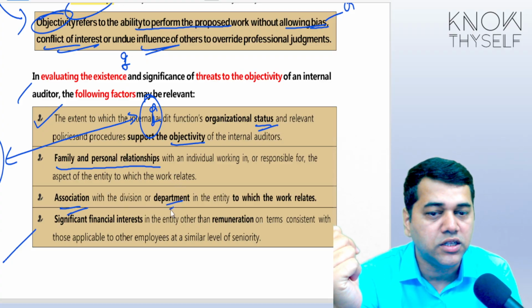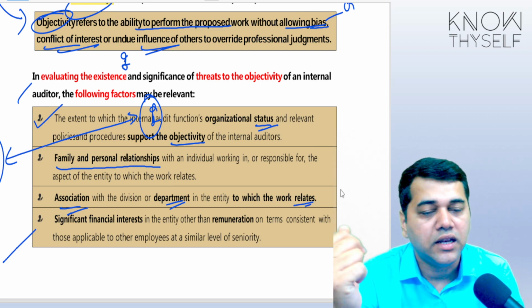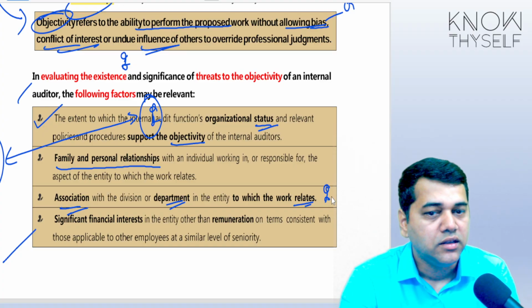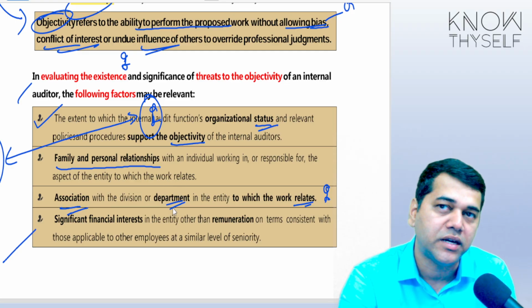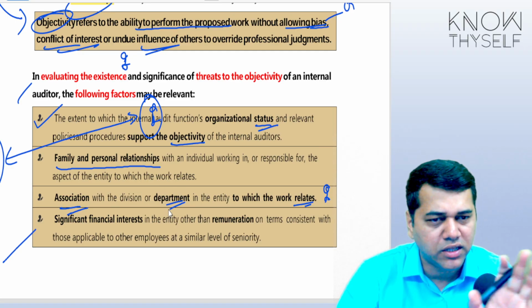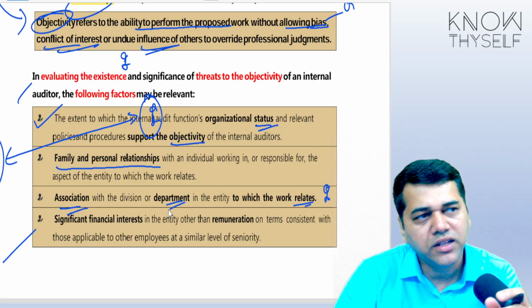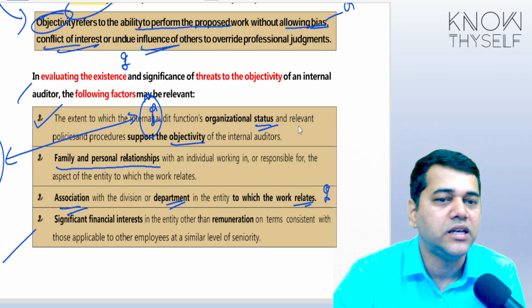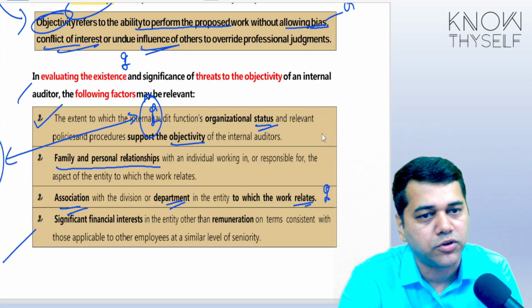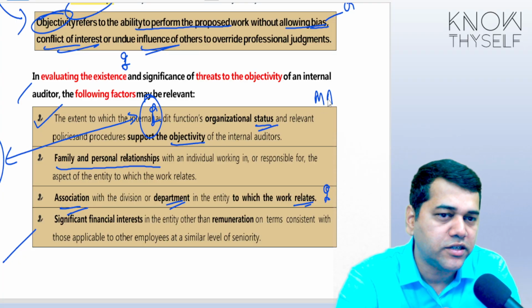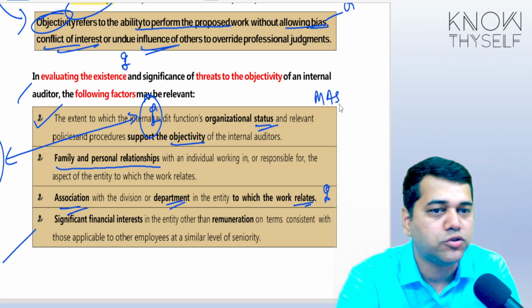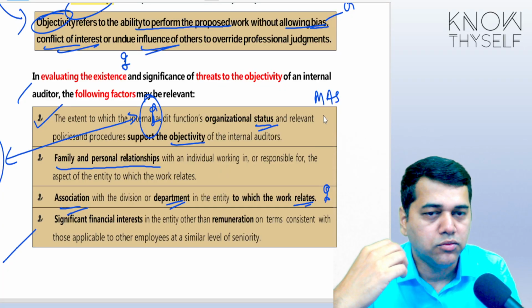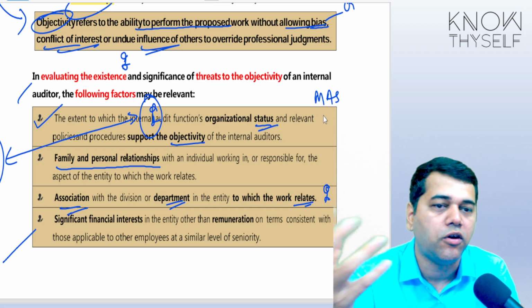Third, association with the division or the department to which the work is related. Like the inventory count I told you, they only did it, or they are having some operational activities. Now they have got an association to that department, like the procurement department. Somewhere they have done some work there. Previously they were doing that work and then they got shifted. See, who are generally the internal auditors? Let me give my own example. In our company, internal audit is called MAS, Management Assurance Services. This is the name of the department for us in Vedanta. Now, from time to time, they come with offers for recruitment.